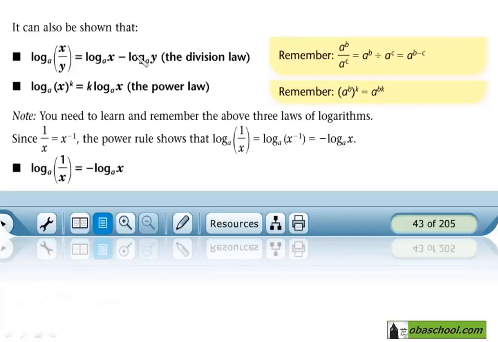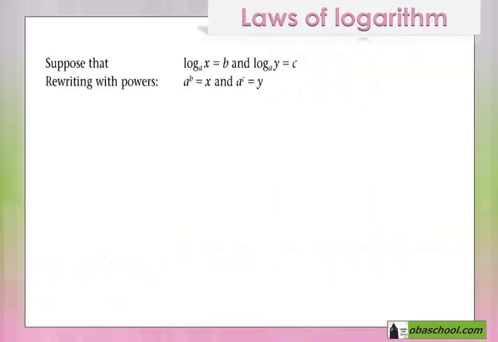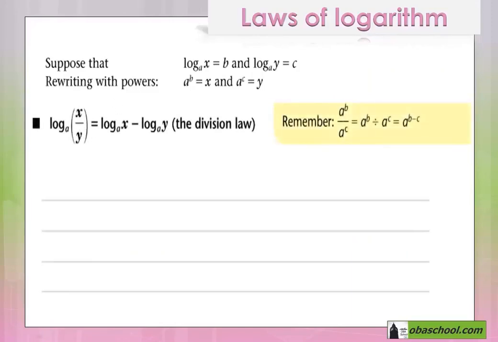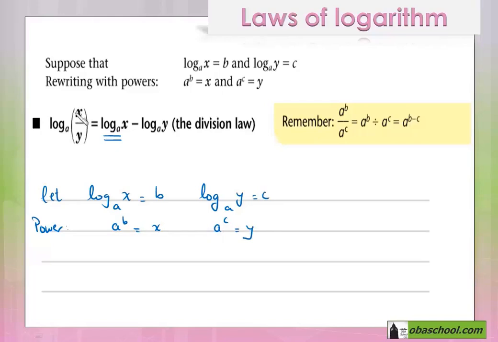It can also be shown that log x over y to the base a is equal to log x to the base a minus log y to the base a. We call this the division law. Now I'm going to go ahead and prove this division law to you. You have log x over y to the base a. So let log x to the base a be equal to b and log y to the base a be equal to c. And so let's change it to the power form, a to the power b equal x, a to the power c equal y.